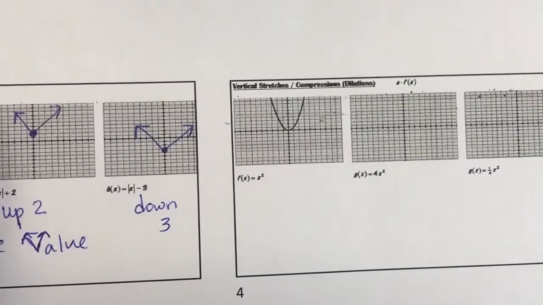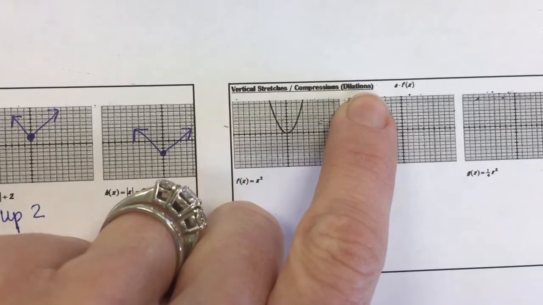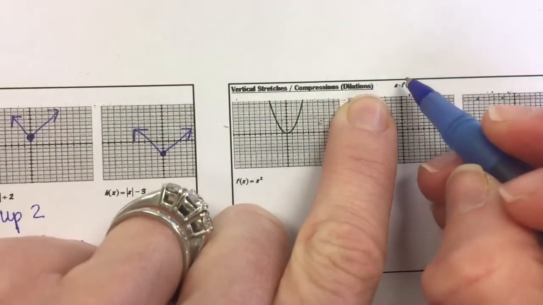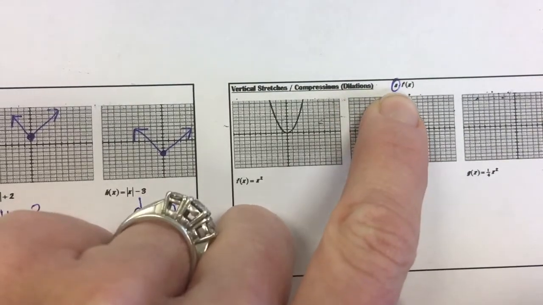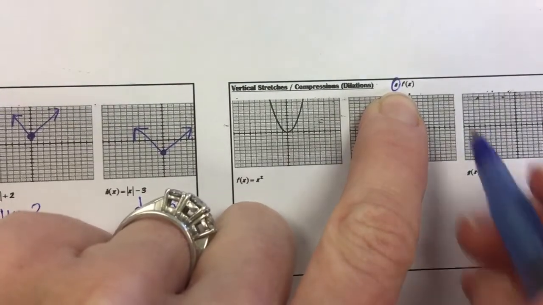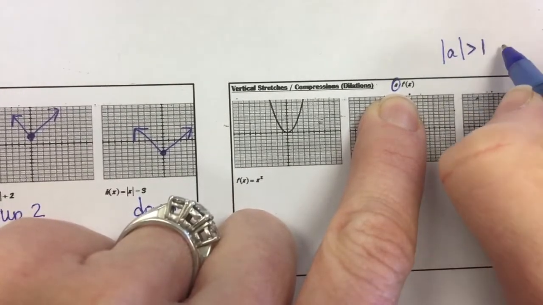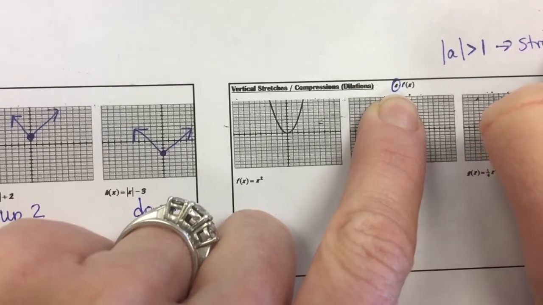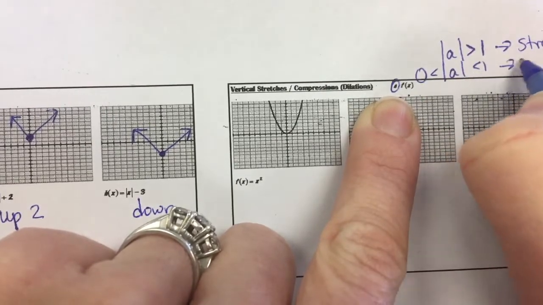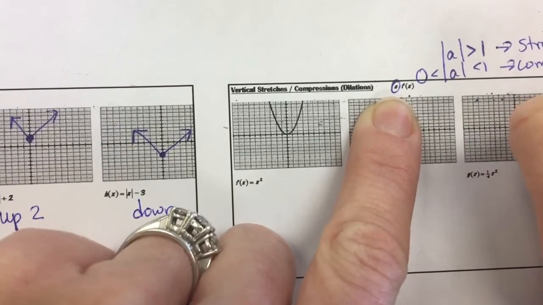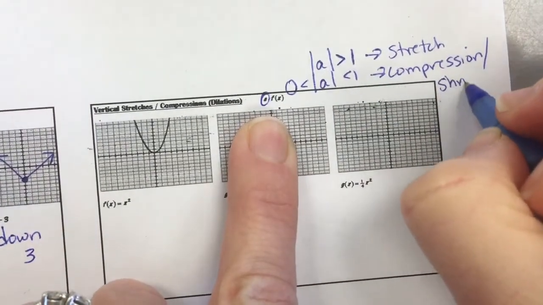This is a vertical stretch or compression, which is also a dilation. So dilation is when you multiply by a scale factor. In this case, they're saying a is your scale factor. If you're multiplying, the number will be out front. If the absolute value of your scale factor is greater than 1, then that is going to be a stretch. If your absolute value of your scale factor is between 0 and 1, that is going to be a compression, or some people call it a shrink.